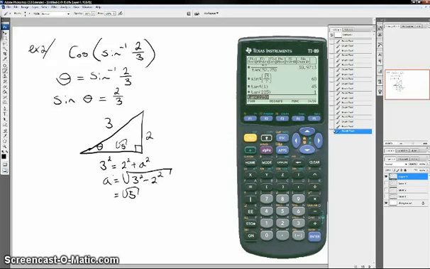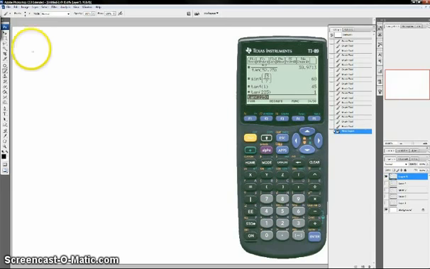So if I'm trying to find the cosine of theta, remember that the cosine of theta is equal to the adjacent over the hypotenuse. So then I can just write in the square root of 5 over 3. Okay, so that's the answer. Let's try another example. This is example 3 in your book.